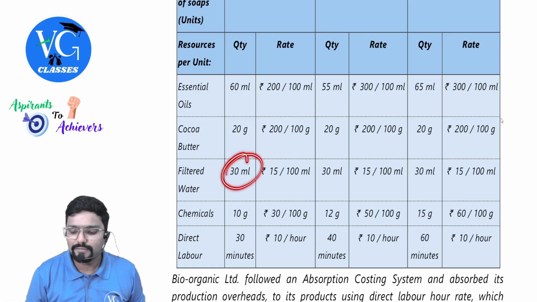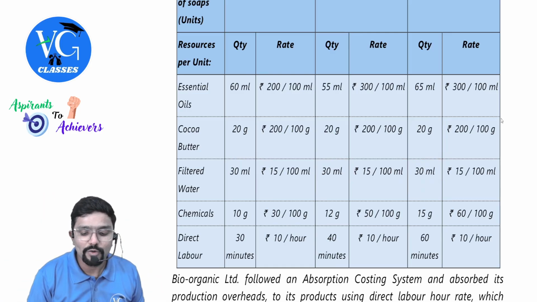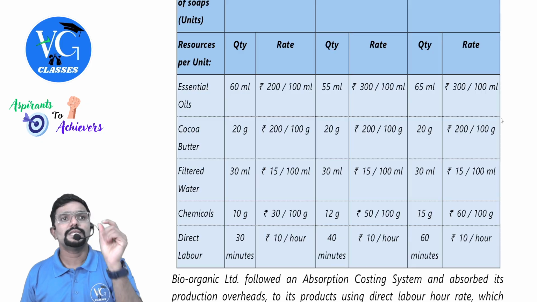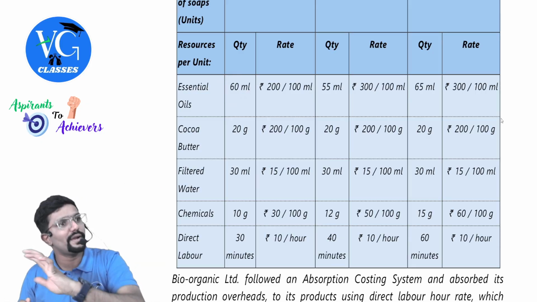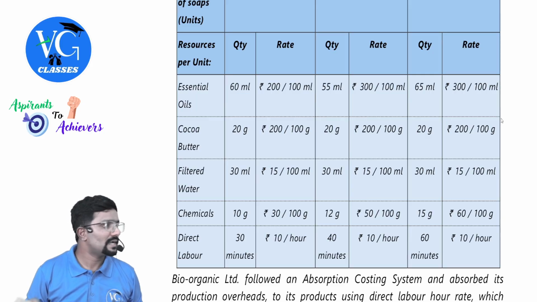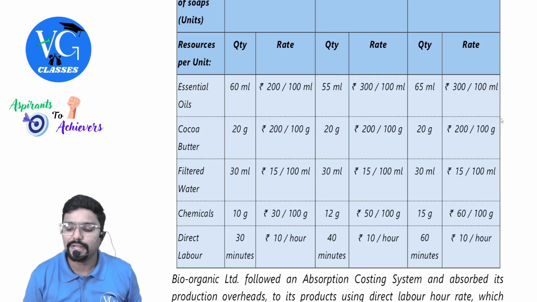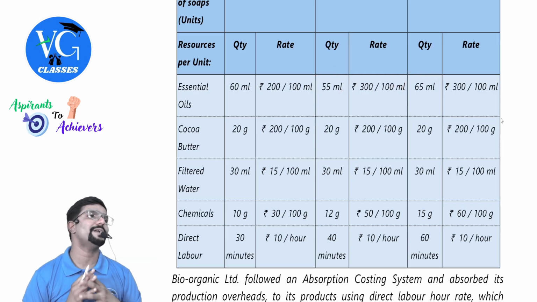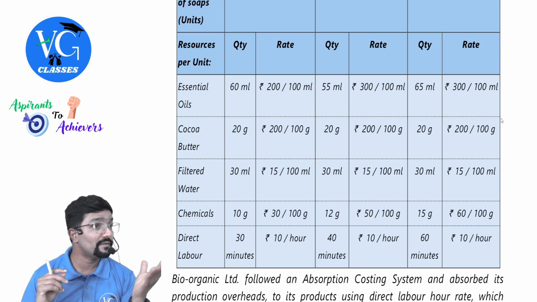So 30 gram, 30 gram, 30 gram. Now coming to essential oil. 60 ml is not equal to 60 gram. 1 ml is equal to 0.8 grams. Clear? So 60 into 0.8, 55 into 0.8, 65 into 0.8. Guys, everything we are converting to one base.